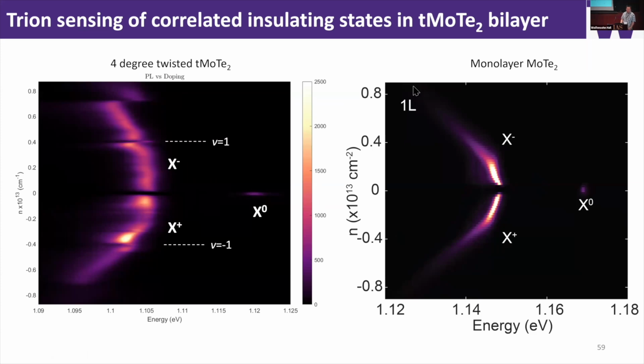Now I can compare this monolayer data with my twisted bilayer system. You will see the twisted bilayer very much looks like a monolayer. We have the neutral exciton at charge neutrality, and then a trion appears as we dope the system. But there's a difference. The difference is that you see the signal is kind of choppy. Sometimes it's bright, sometimes it's dim. Because these features are actually coming from the formation of charge order in my twisted bilayer system.